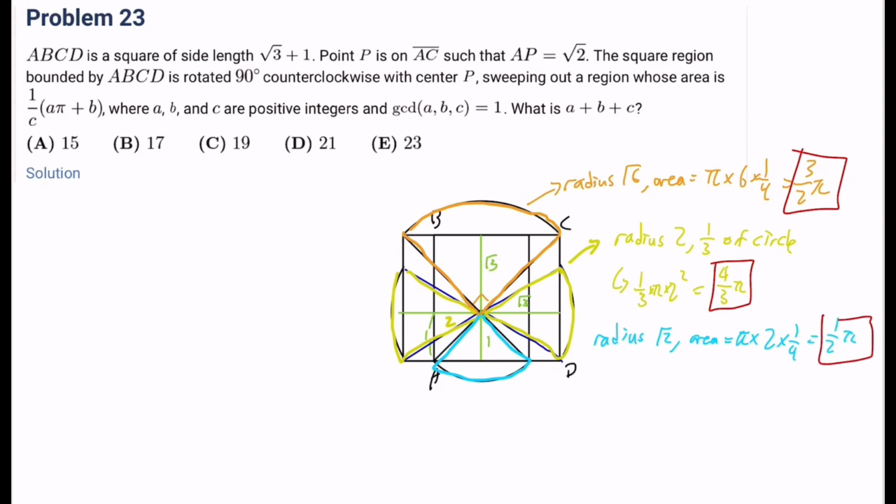So this is 1 over 2 pi. And finally, we can look at these triangles, right? We notice that they are symmetrical about this. So if we just get these things and then multiply them by 2, then we get our answer, right?